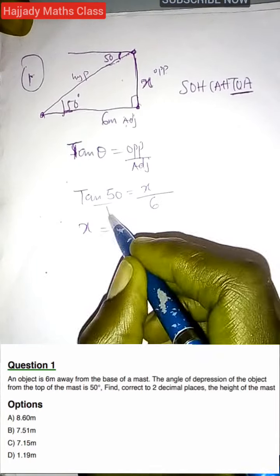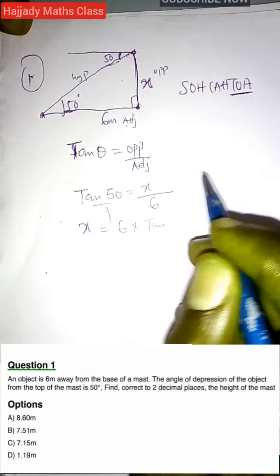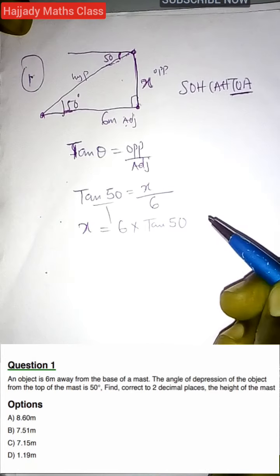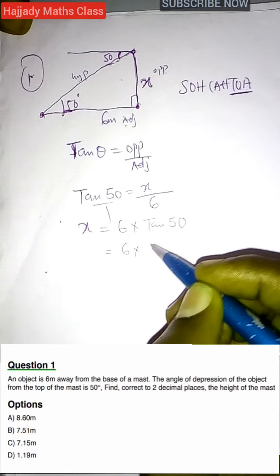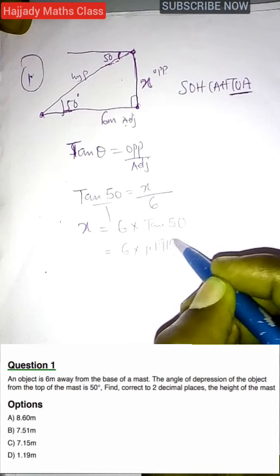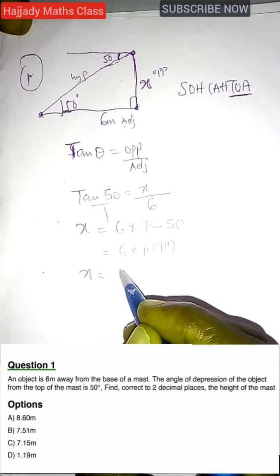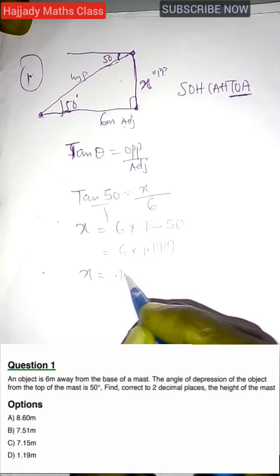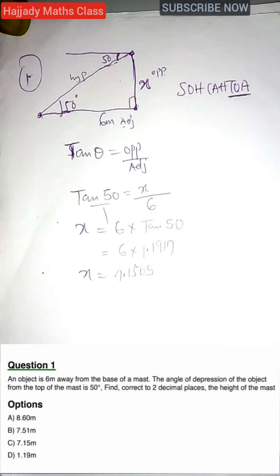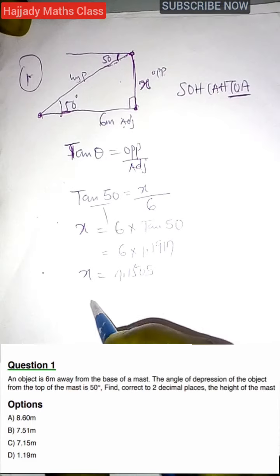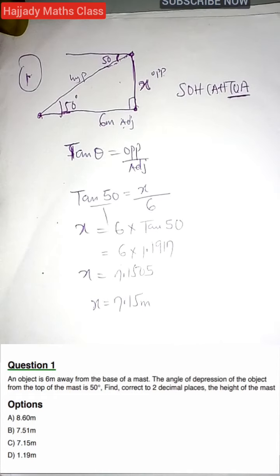If we cross multiply, we have 6 times tan 50. Using your calculator, tan 50 is equivalent to 1.1917. So multiplying 6 by this, finally our x is 7.1505 to 4 decimal places. Don't forget the question says to 2 decimal places. So finally our x is 7.15 meters. So that is the solution to question number 1.